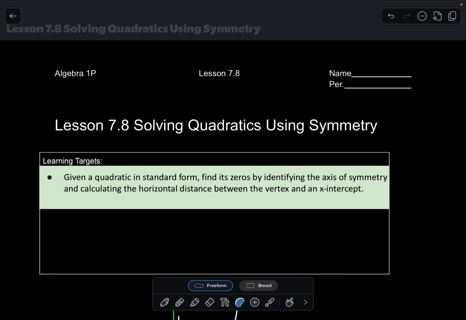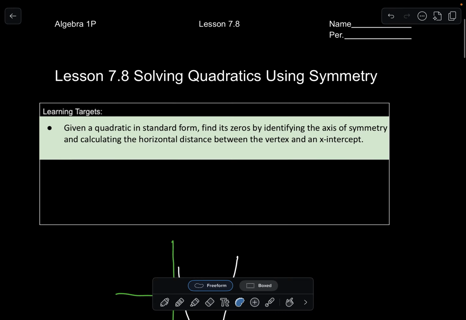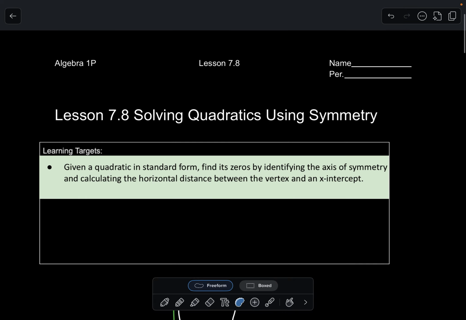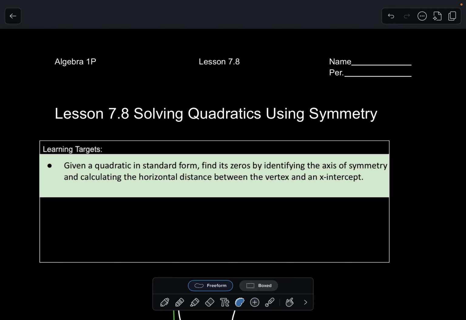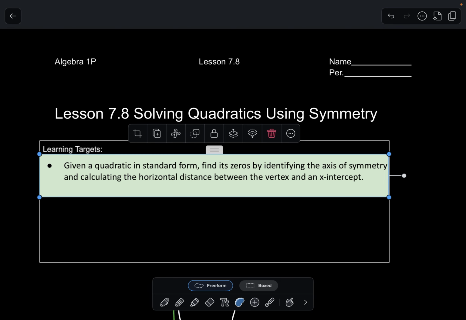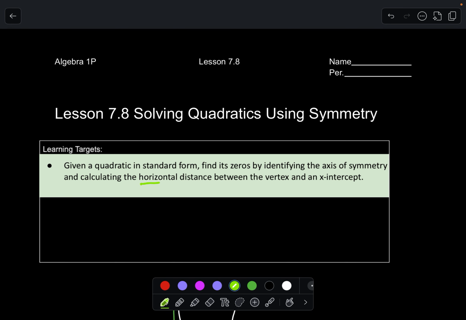So it's about the idea that the distances between the zeros of a quadratic and the axis of symmetry are equal or equivalent. We're going to find the zeros by identifying the axis of symmetry and calculating the horizontal distance, and that's the trick right there, being able to calculate the horizontal distance between the vertex and the x-intercept.